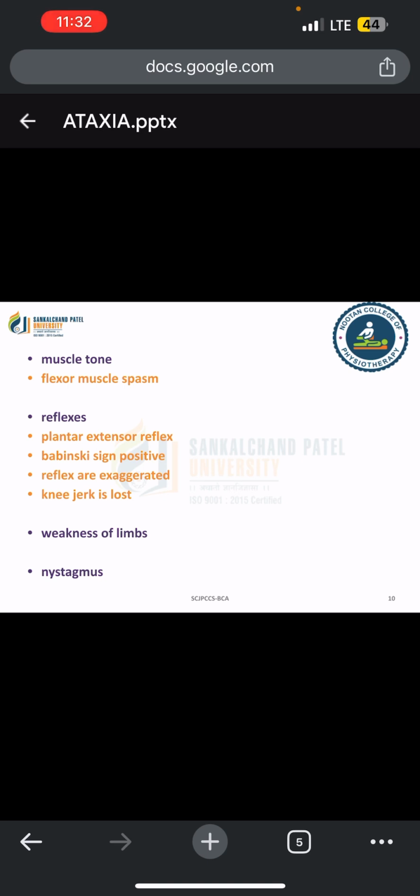Now the next one is muscle tone, which includes flexor muscle spasm. The muscle tone change is most common in the flexor muscles. And the second one is reflexes. In reflexes, there is plantar reflex, extensor reflexes, Babinski sign positive, reflexes are exaggerated, and knee jerk is lost. Then, next one is weakness of the limb and nystagmus.